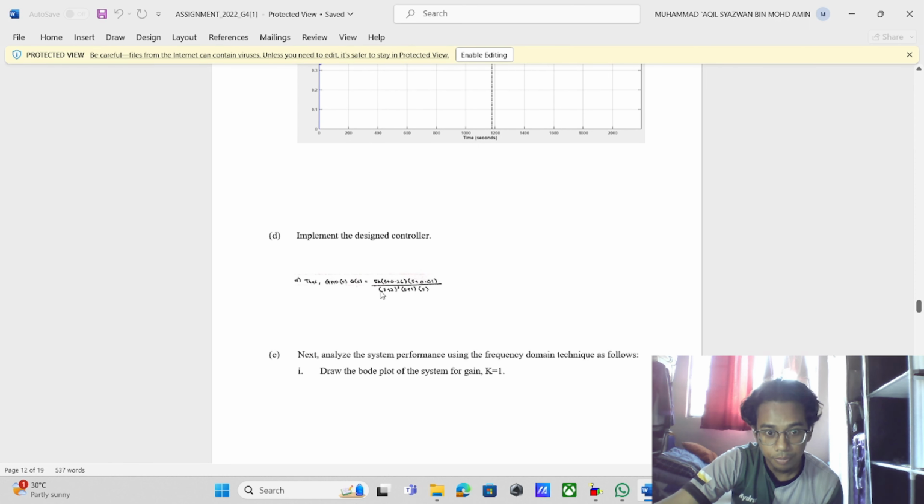So we get 5k multiplied by S plus 0.26 multiplied by S plus 0.01, divided by S plus 2 to the power of 2, multiplied by S plus 1 and multiplied by S. So that's all for me.